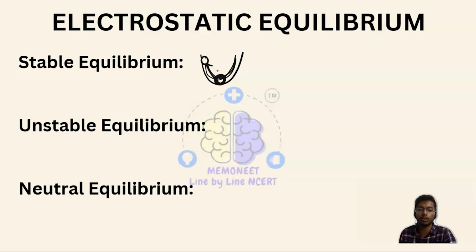Unstable equilibrium: let's say we have a path like this, and the ball is present here. When we make a slight displacement of the ball, the ball will never come back to its original position. So this is unstable equilibrium. And neutral equilibrium is one on a straight path. If you have a straight path here and we displace the ball, it will move in this direction, but the ball will still be in an equilibrium position. So these are the different types of equilibrium.